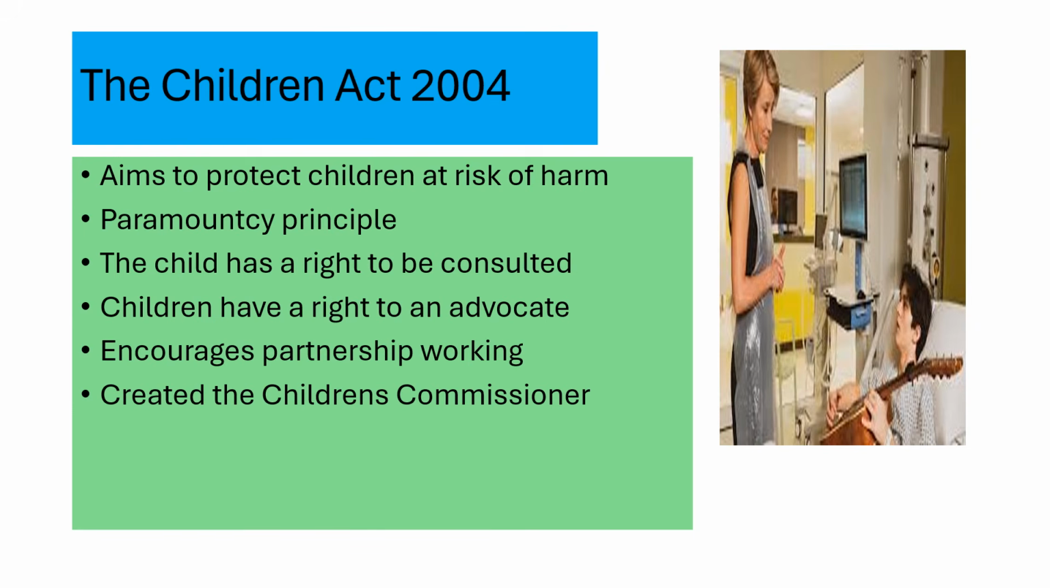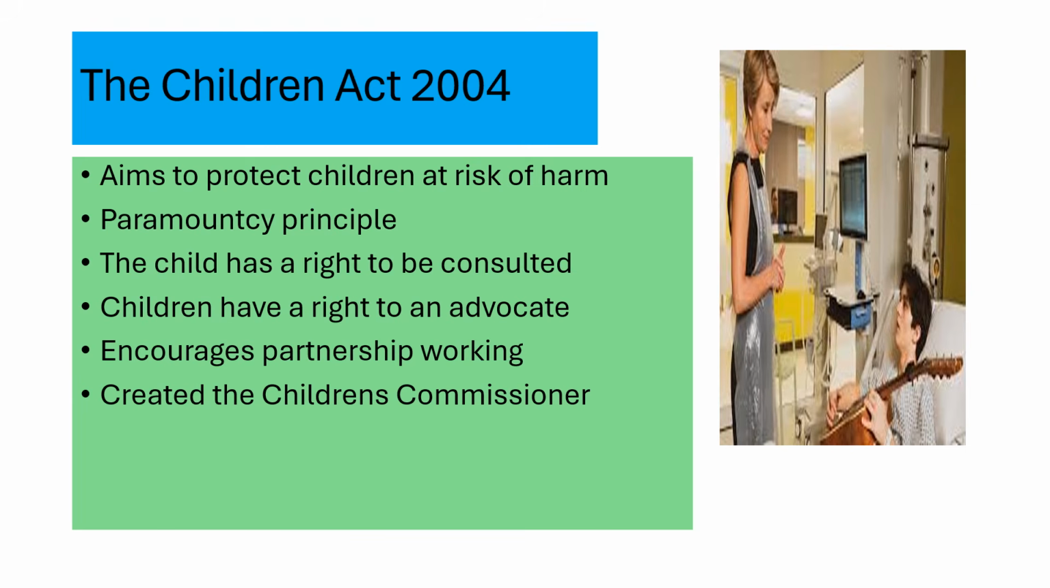And then we have the paramountcy principle. This is about putting children's needs first all the time, making sure that they're at the centre of any care or decisions made. The child has a right to be consulted. It gives children who are mature enough a voice, as we saw in the Children Act. Children have a right to an advocate, which is really important, so they have someone able to speak on their behalf. It encourages partnership working, so practitioners need to ensure that information is shared to help avoid miscommunications. That's been really important in some of the child abuse cases. And they created the Children's Commissioner.